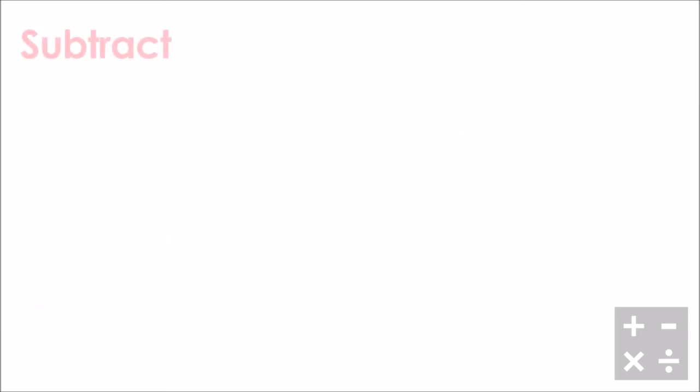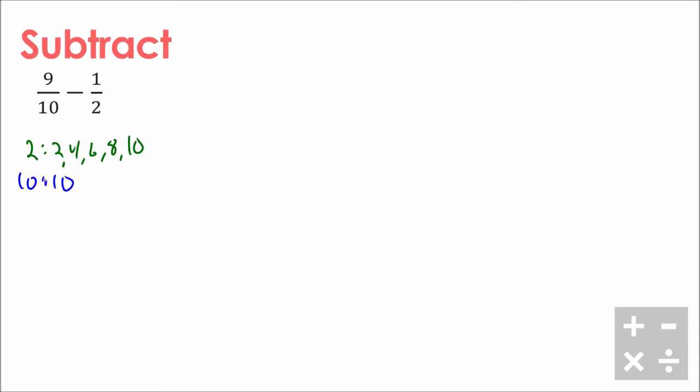Let's do another quick example using subtraction just to get a good feel for this. So I've got 9 over 10 minus 1 over 2. I'm going to start by listing out my multiples of 2. And that is my second fraction, but the order of listing out multiples doesn't really matter. I'm going to go 2, 4, 6, 8, 10. Okay, list out my multiples for 10, and I list 10. And I should notice that I'm already at the common denominator being 10 in this case.